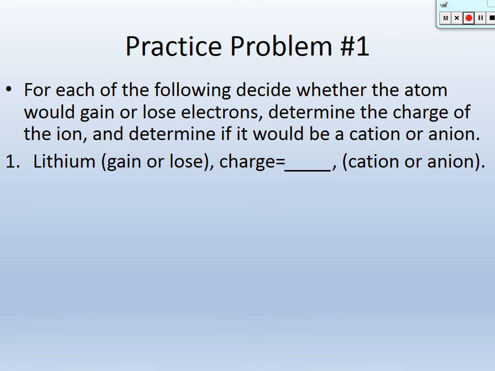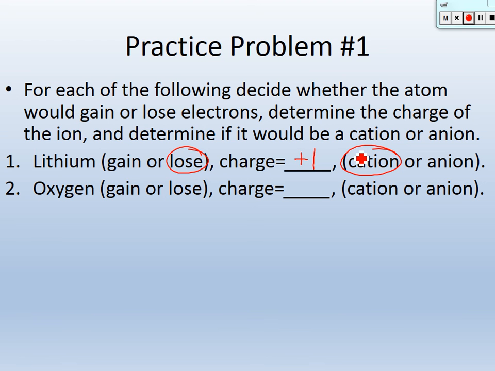Lithium. Guys, is it going to gain or lose electrons? Lose. Yeah, it's got 1 valence electron, so it's easier for it to lose than to gain 7 more. It's going to lose that 1. What's its charge going to be? Plus 1. Just look at where it is on the periodic table. It's in group 1. Those guys are all going to be plus 1. Cation or anion? Positive, so it's a cation.